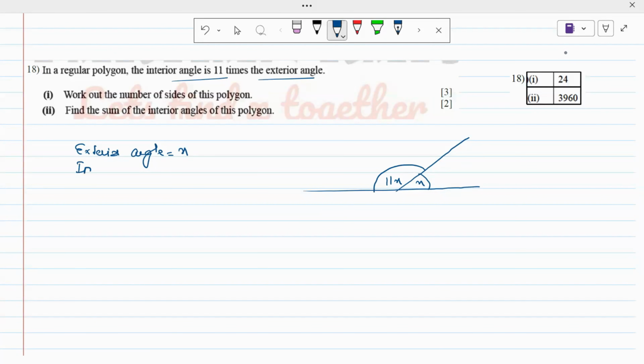The interior angle is equal to 11x. And interior and exterior add up to 180. So 11x plus x is equal to 180. That's 12x is equal to 180. X is equal to 180 upon 12. We get x as 15.